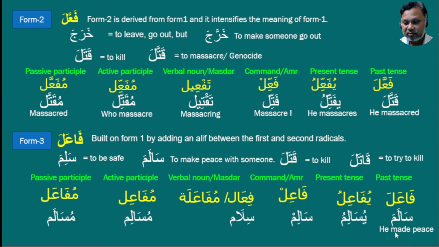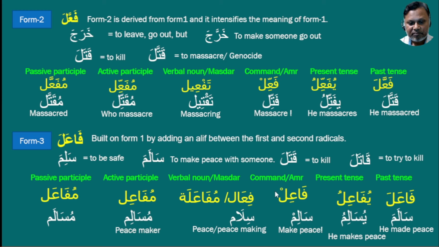The past tense meaning is he made peace. This is the past tense, so it will be made. And the present tense will be he makes peace. The command will be make peace, and the verbal noun will be peace or peacemaking. The active participle will be peacemaker, and the passive participle will be one made peace with. This is the form 3 verb.